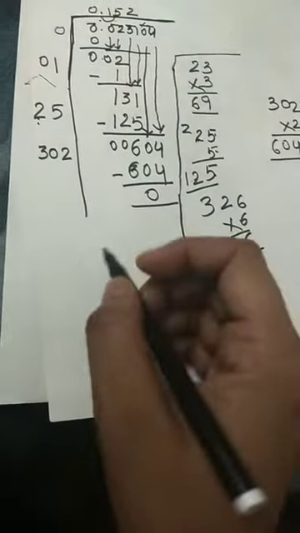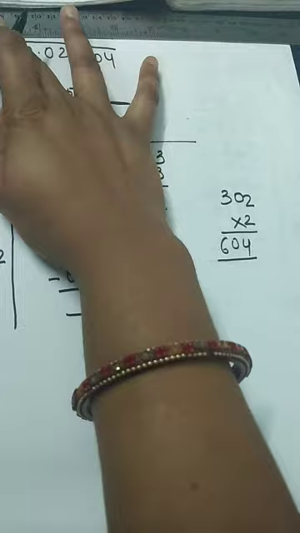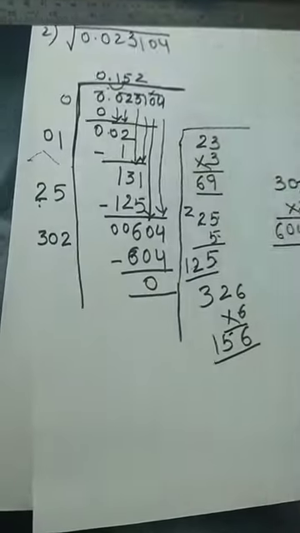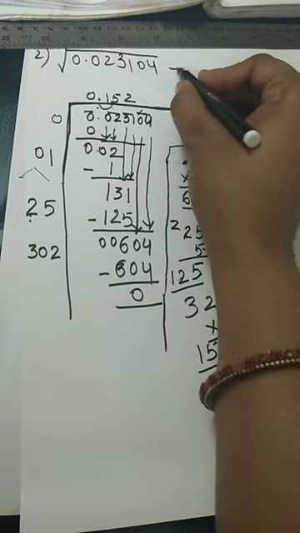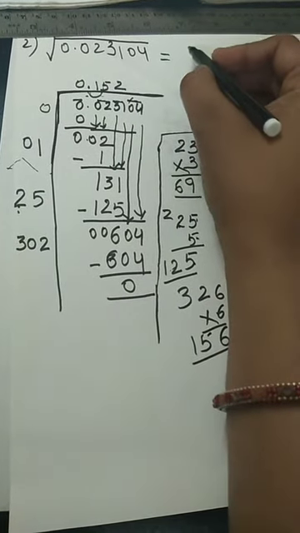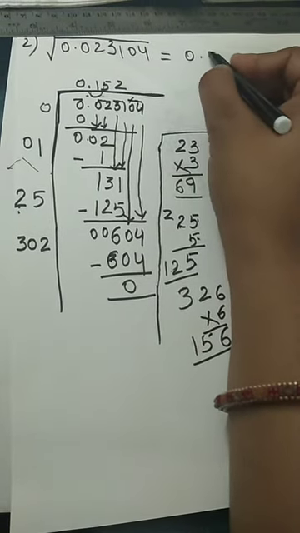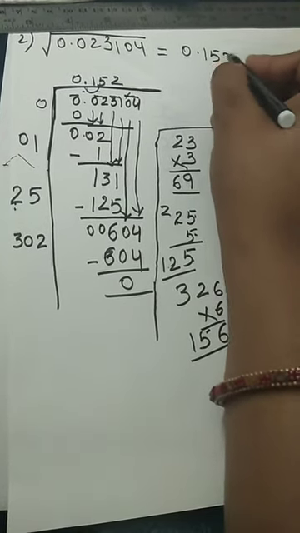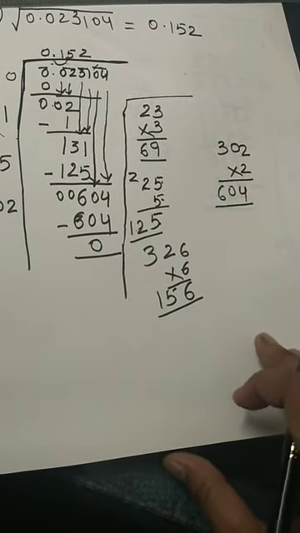So our answer is, the square root of this number is 0.152. This is our final answer.